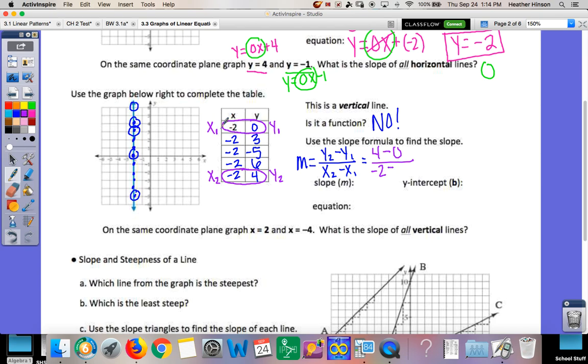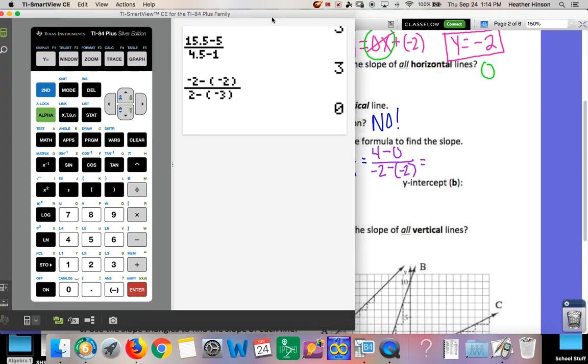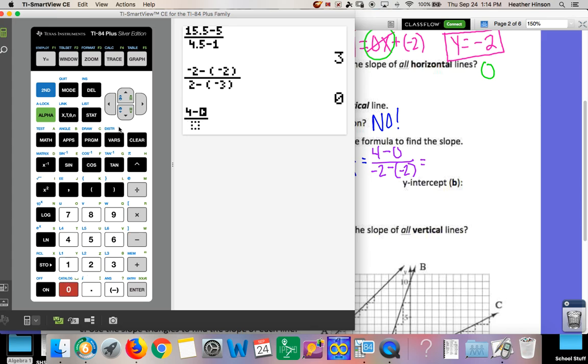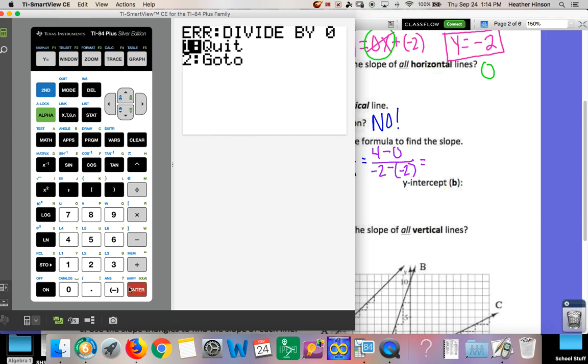Minus x1 is also -2. So make sure you get that minus and negative. Put that in parentheses. And then we plug it in. So alpha y equals 4 minus 0 on top, -2 minus parenthesis -2 on the bottom. And enter, and we get an error.